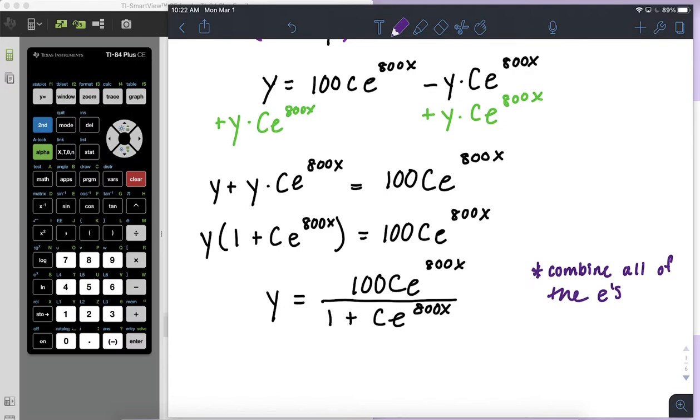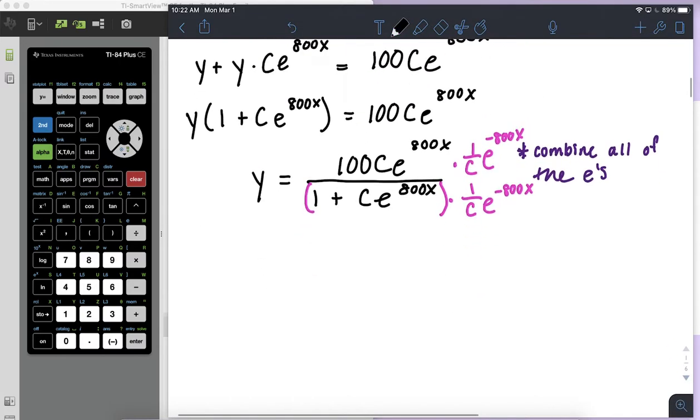And we can do this, right? We can manipulate a fraction as long as we do the same thing to the numerator as we do in the denominator. So just hang in there with me. I know that, why is she doing this? It's for a specific reason. So what I'm going to do is I'm going to multiply the top and bottom of my fraction by 1 over c times e to the negative 800x. Right, and technically I'm going to distribute that through the denominator.